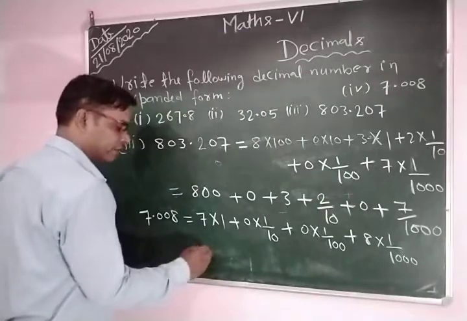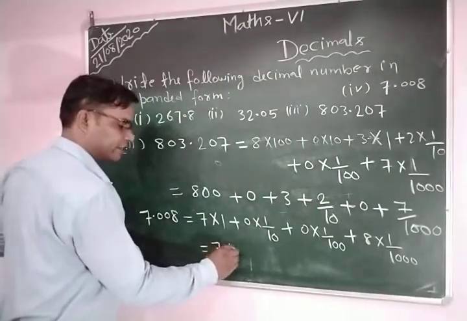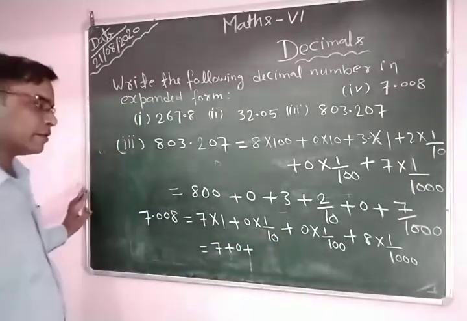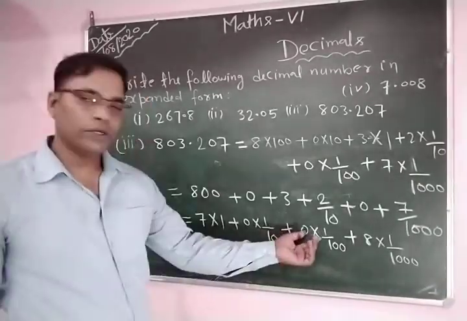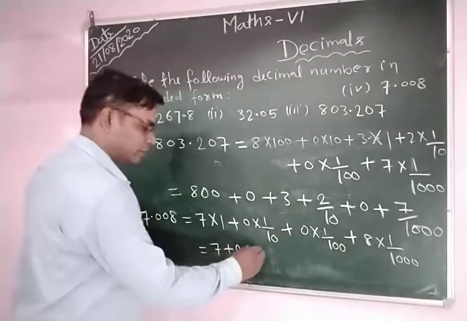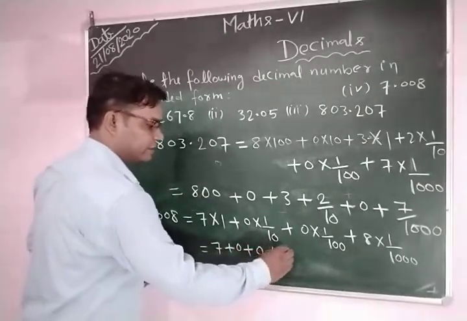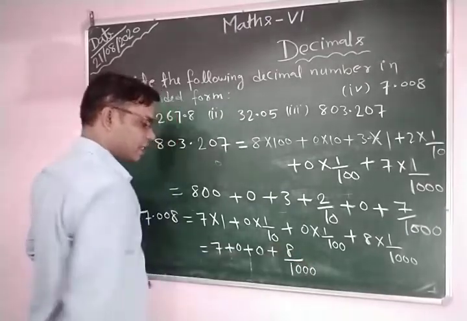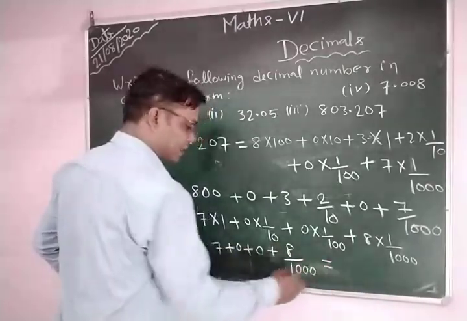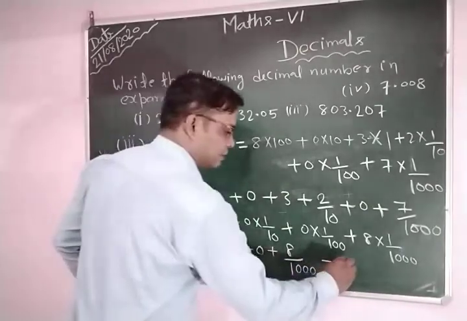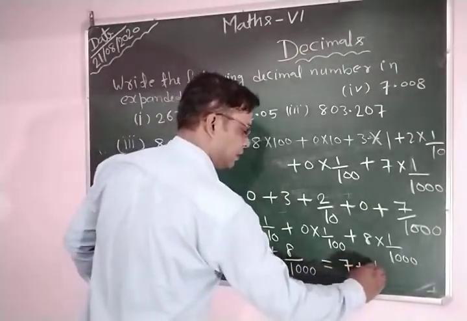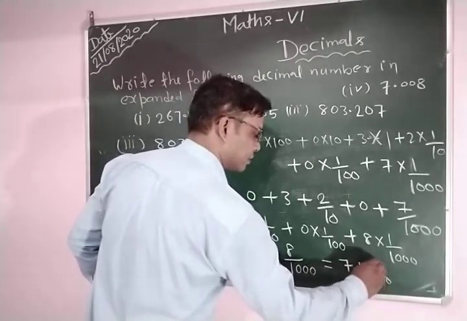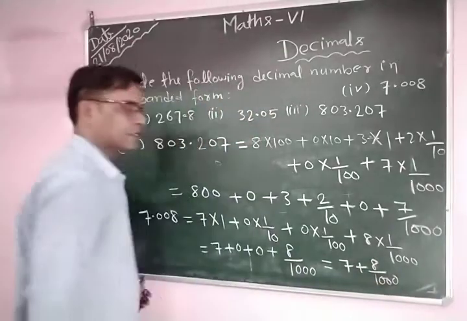Clear? Now we can write it 7 plus 0, plus this 0 into 1 by 10 is 0, and 0 into 1 by 100 is also 0. So 7 plus 0 plus 0 plus 8 by 1000. Okay. Also you can expand it as 7 plus 8 by 1000. Clear?